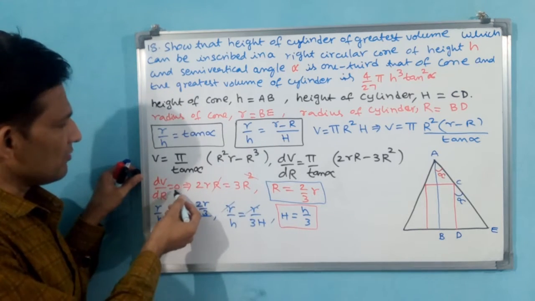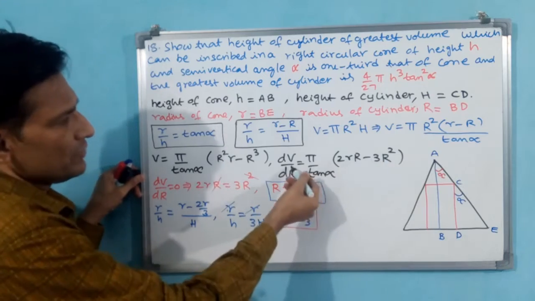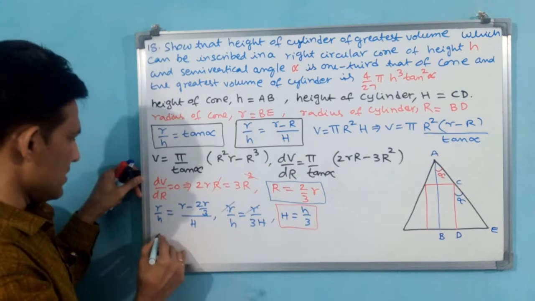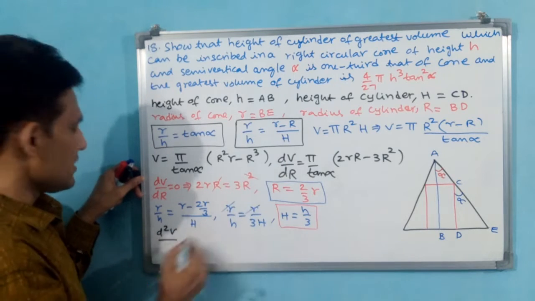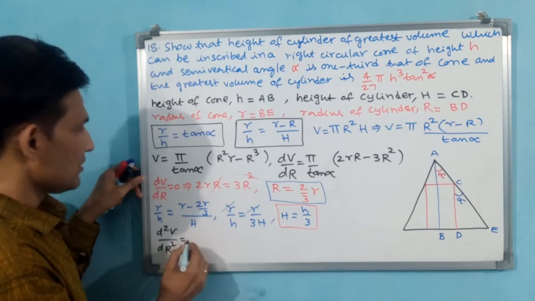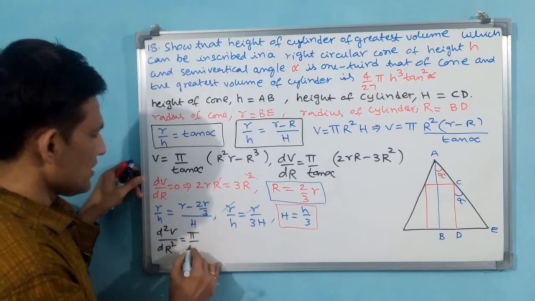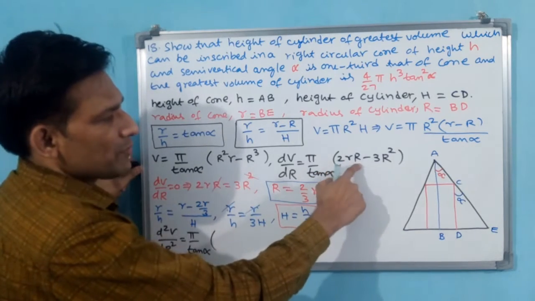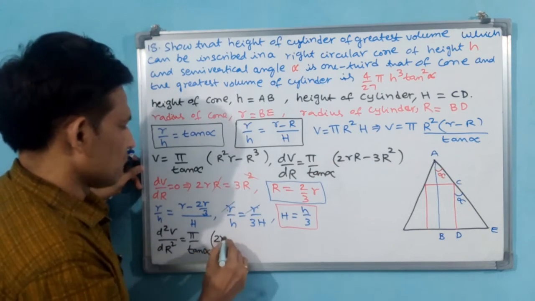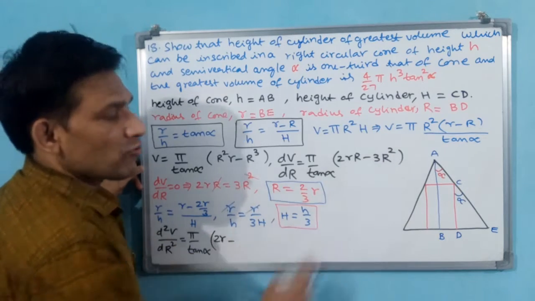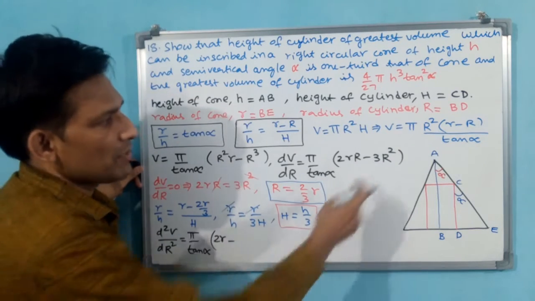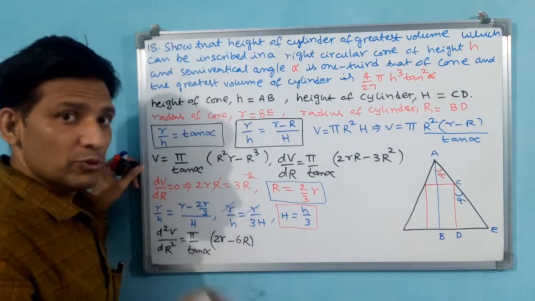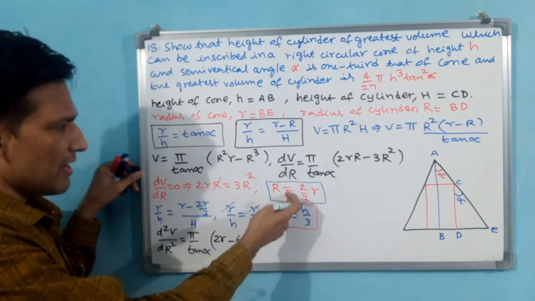See, dV by dR equal to 0. Before that, what is there that you have to take? You see, this is the first derivation. Second derivation, you do d square V by dR square is equal to pi by tan alpha constant. Okay. You see, 2r means with R you are differentiating, 2r will come. Minus 3R square means how much will come? 6R. Why? Because 2R will come, 2 into 3, 6. Okay. Now you should not equate it to 0. You have to substitute the R value.